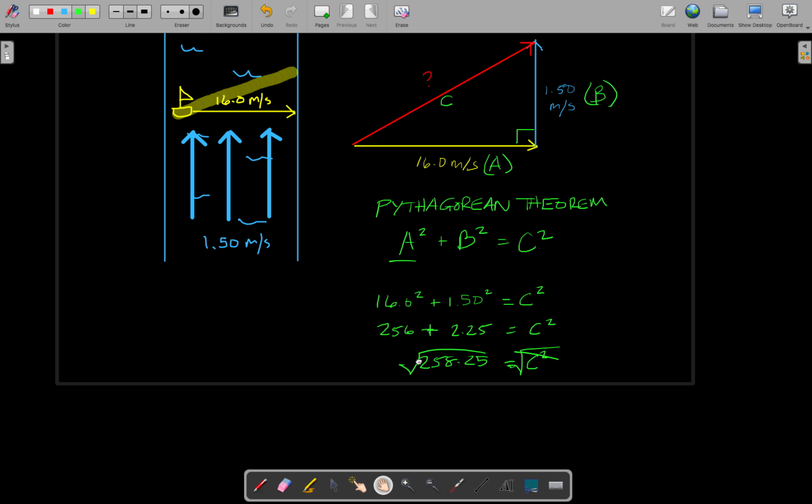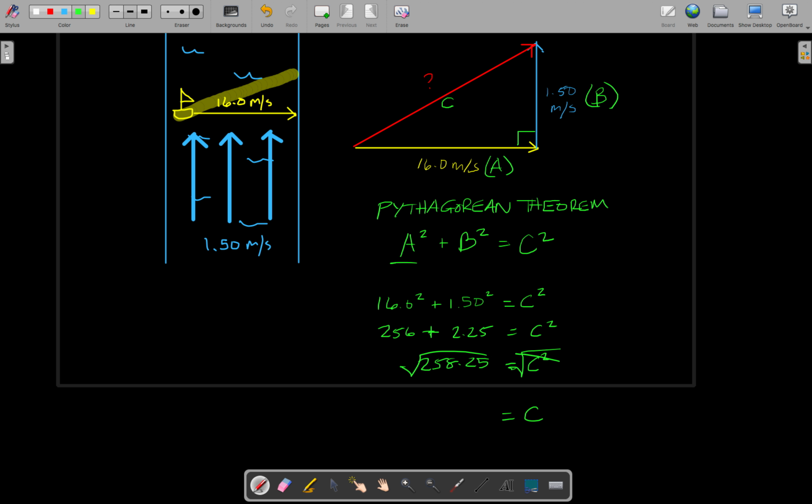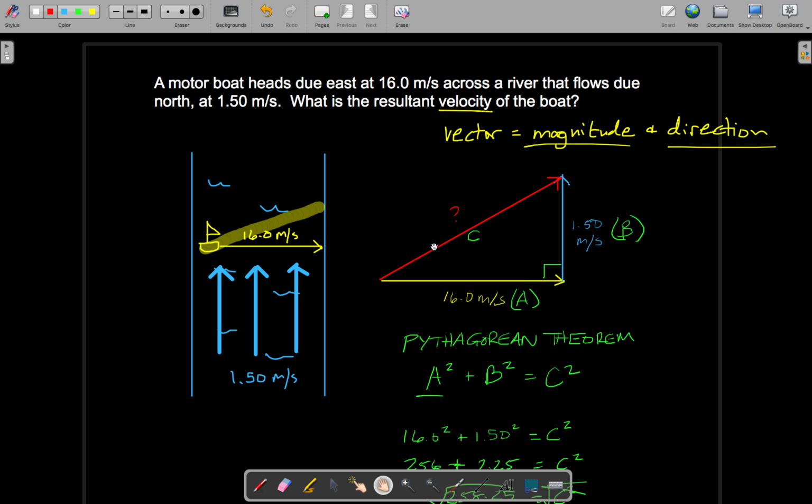So the square root of all of that gives us a value of 16.07. I'm going to say 16.1. So our resultant velocity is 16.1 meters per second. That's just the magnitude part. So that's actually how fast it's going as it takes this route here. Okay, so I'm just going to plug in that value in there really quick. So 16.1 meters per second. This is our magnitude. Let's go ahead and look for our direction.